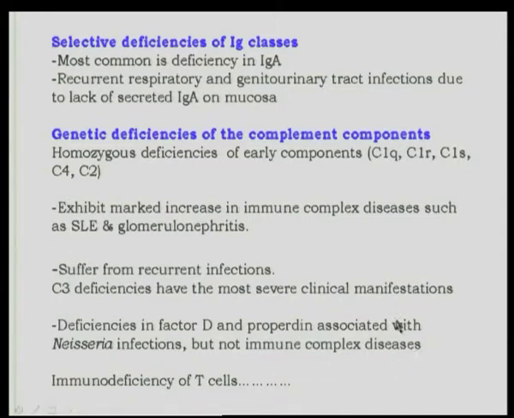One can understand why, because the immune complex disease is because of lack of C3, which is absolutely required for the clearance of immune complexes. Now, as I said earlier, there are of course an equal number of immunodeficiencies of the T cells, but that will be dealt with in a separate lecture.